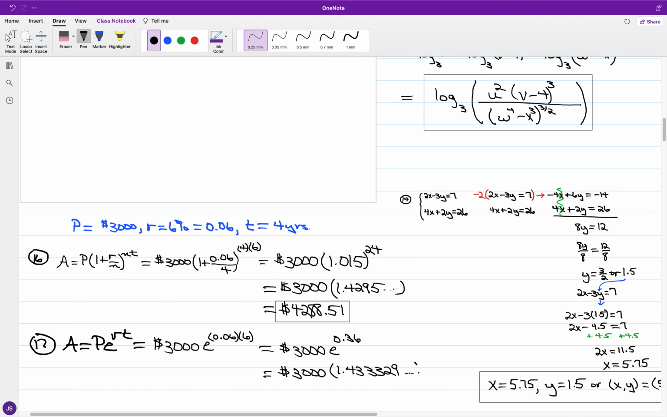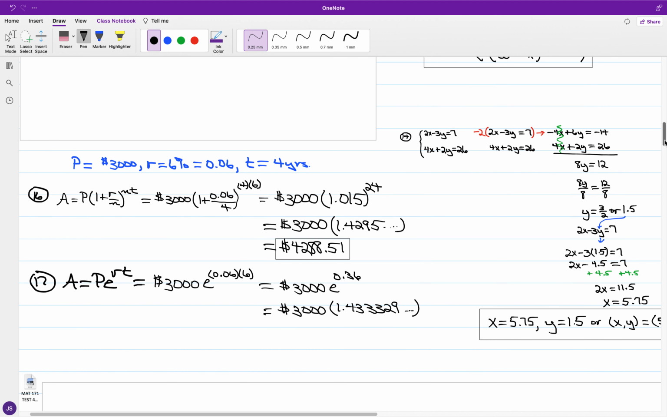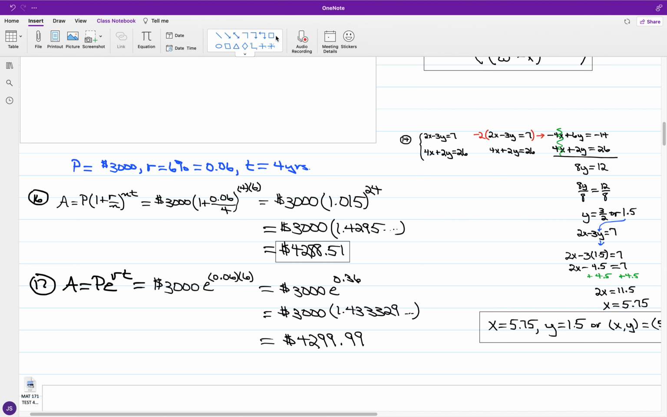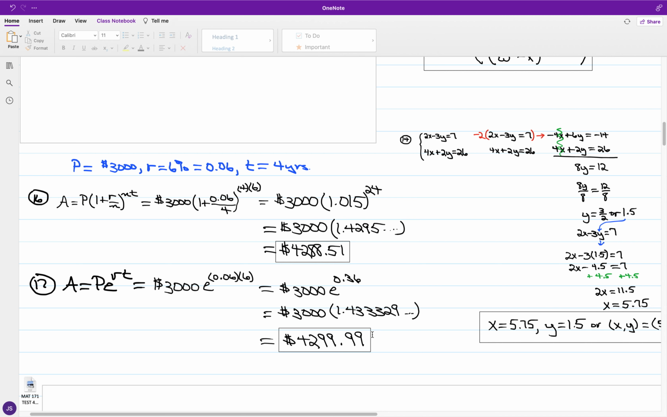And just keeping that decimal, if you multiply by $3,000, we'll have about as close to $4,300 as you can get and not get there. For the final balance in this case, we end up at $4,299.99. So for the same time span, principal, and quoted percentage rate, there's a little difference in the application. With the quarterly compounding you have $4,288.51, and with the theoretical maximum, the continuous compounding, you end up with just a little bit over $11 more at $4,299.99.